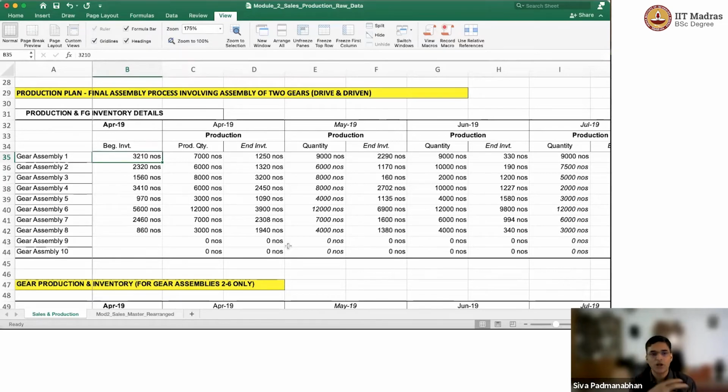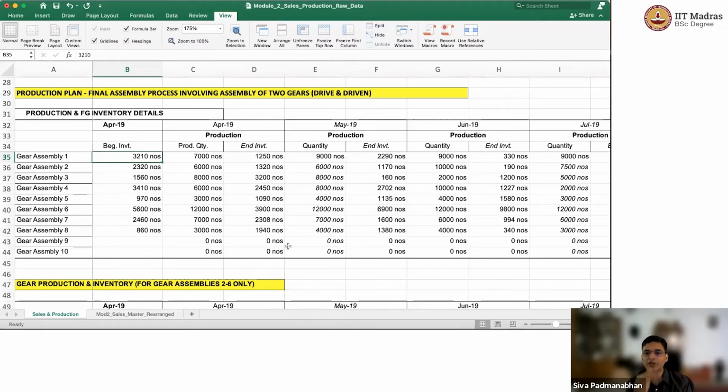And I think, as you can logically imagine, the ending inventory, the inventory that I have at the end of the month, will be equal to how much I had at the beginning, plus how much I made, minus how much I sold. So logically, you can put those three things together to find the ending inventory. And similarly, you will have that data for all the 24 months for all the 10 products, right? So that's what you see in this particular table.